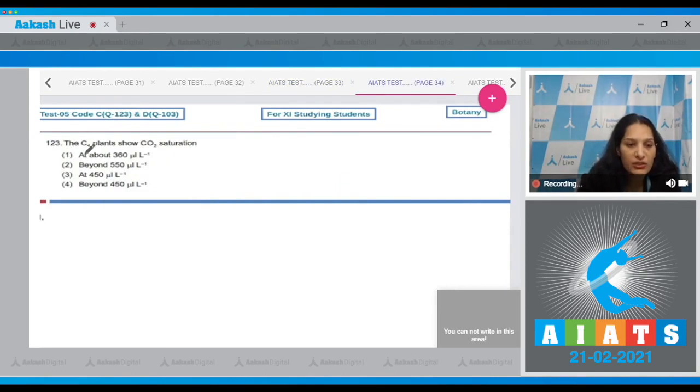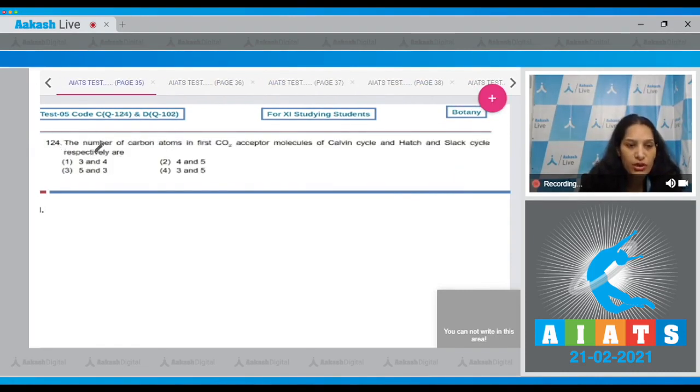Question number 123. The C4 plants show CO2 saturation. C4 plants show CO2 saturation at about 360 microliter per liter, but in case of C3 plants it is at 450 microliter per liter. So C4 plants show early CO2 saturation as compared to the C3 plants. So the correct option for the given question is option number 1. Let's move to the next question.